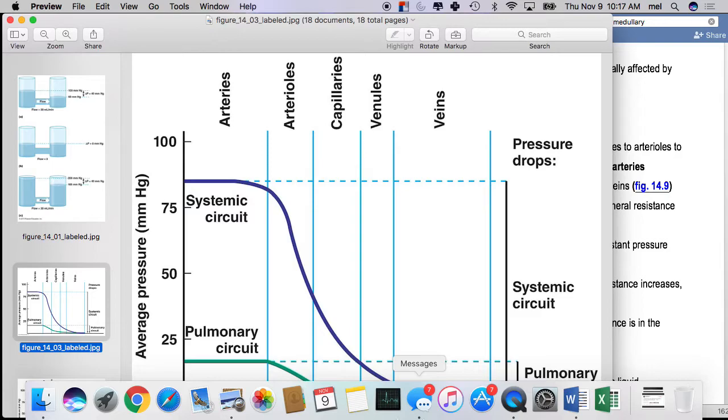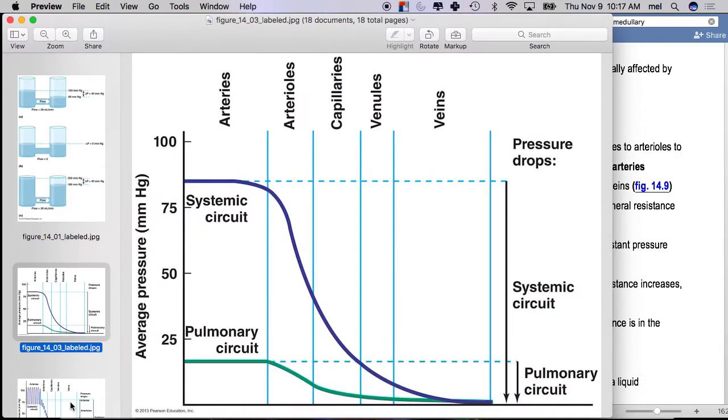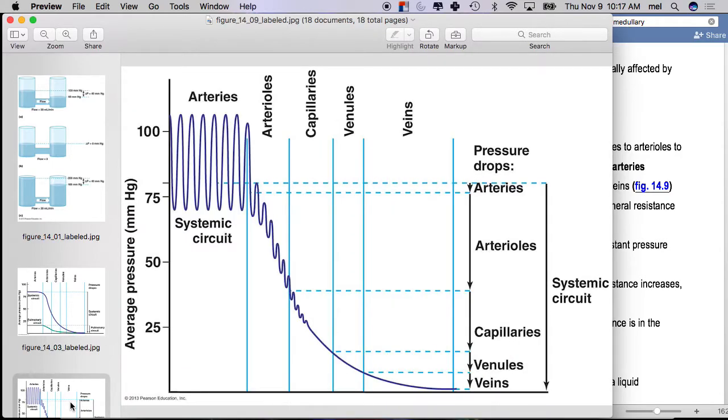Okay, now, this is average pressures through the system. Now let's take a few more data points and look at actual pressures. Okay, this is just systemic. So not only is pressure higher in the arteries, it's also more variable in the arteries. And that shouldn't be at all unfamiliar to you.